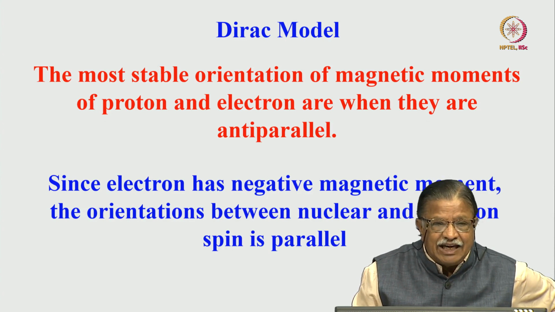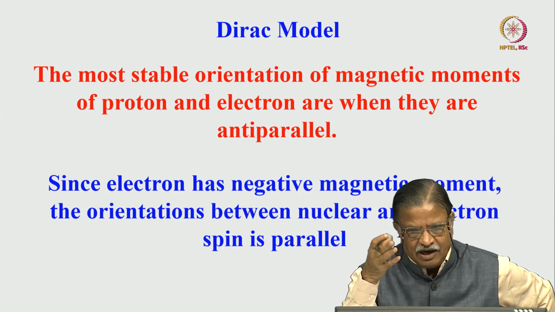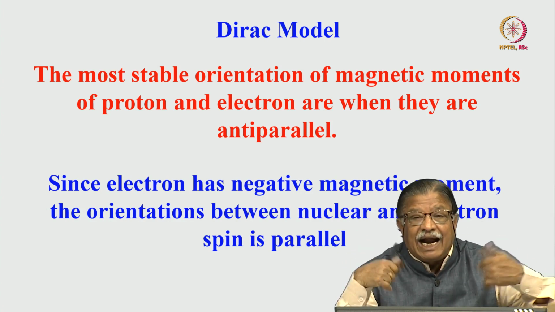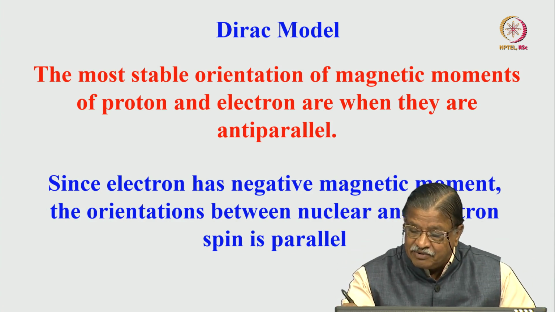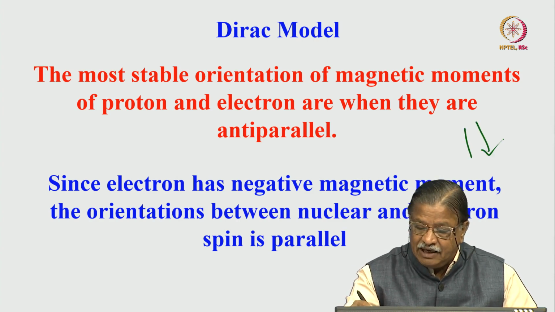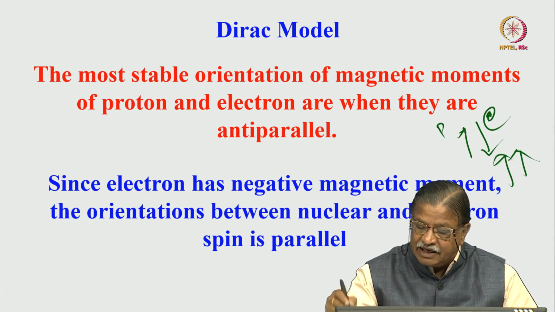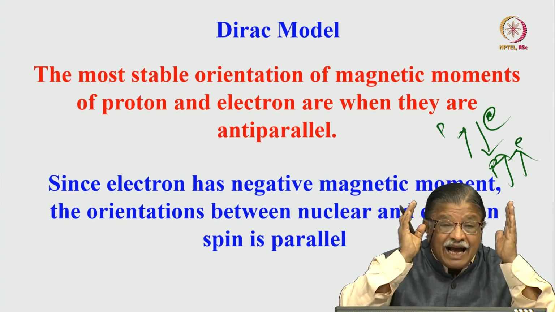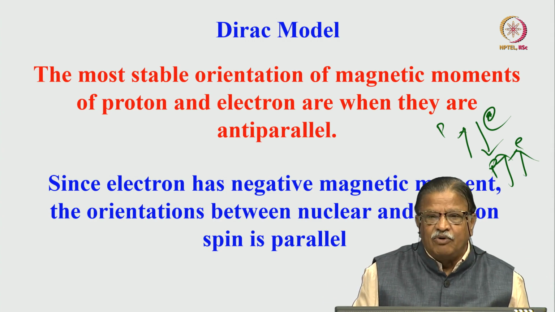Since the electron has a negative magnetic moment, we all know the stable state is not the anti-parallel orientation, I am sorry, it is a parallel orientation like this. In principle, this is a stable state. If this is proton and this is electron, since the electron has a negative magnetic moment, the stable state is this one. Proton and electron both have the same orientation.